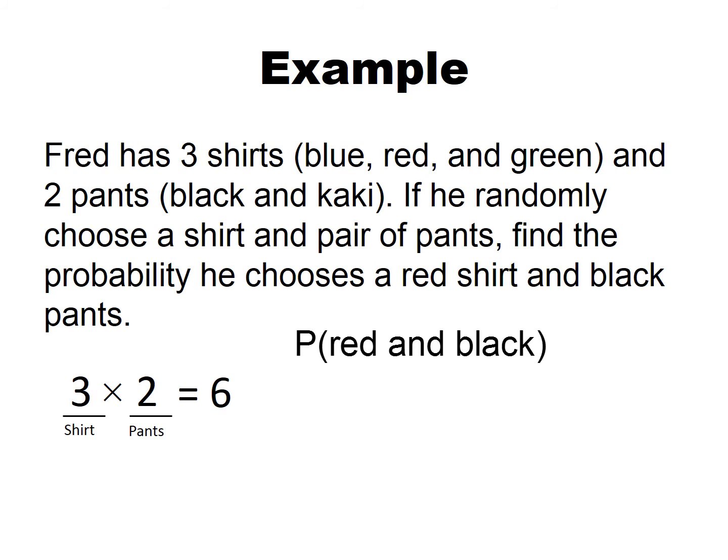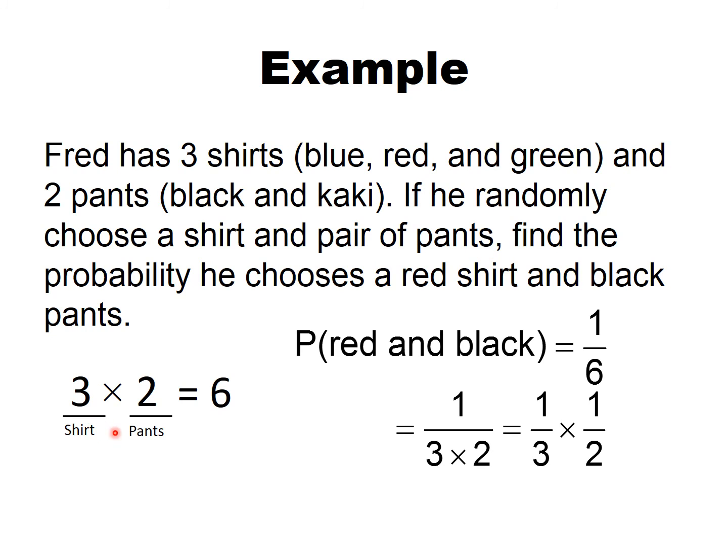Well, we can use Rule 2 and say there's only one way that he can get a red shirt and a black pair of pants. Out of 6 possibilities, everything's equally likely, so by Rule 2, this probability is 1/6. Well, now let's make an observation here.